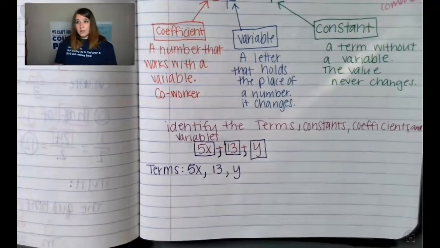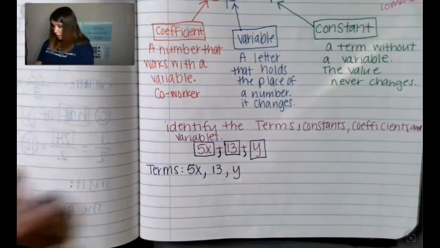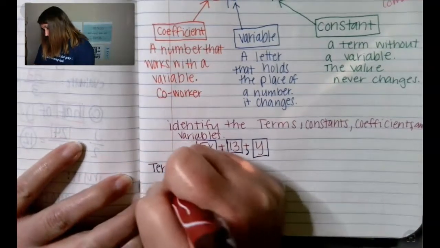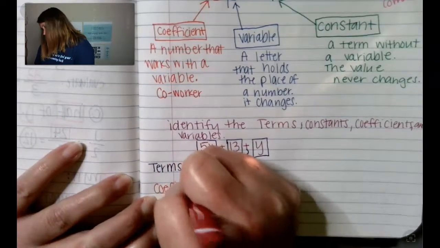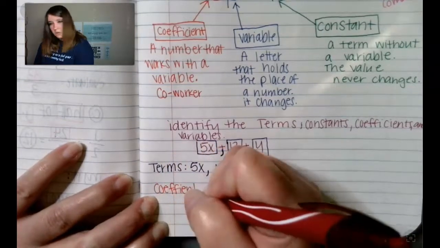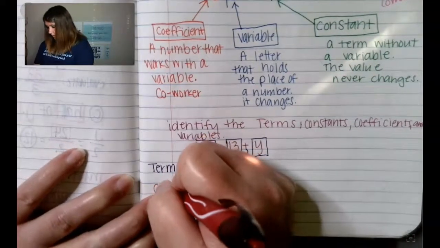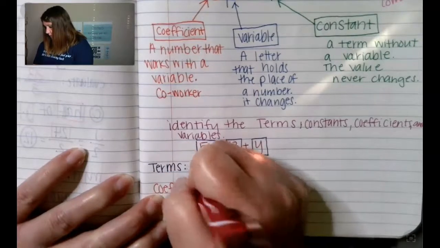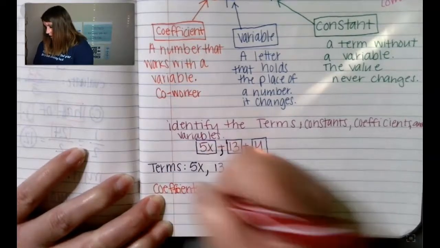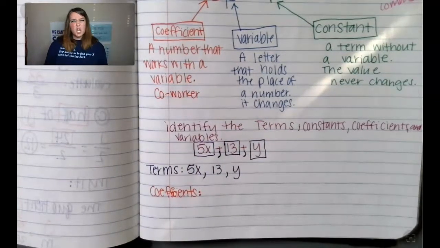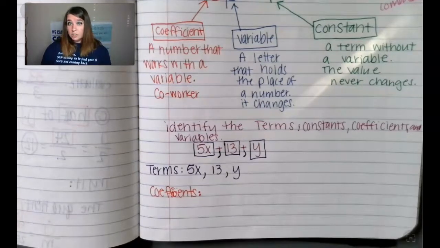Okay? All right, the next one let's look at is the coefficients. Coefficients. Oh, I spelled that wrong. Coefficients. Okay, coefficients. Coefficients are the co-workers, the co-captains, the co-pilots. These are the ones that show up as imposters. They are not who they say they are.